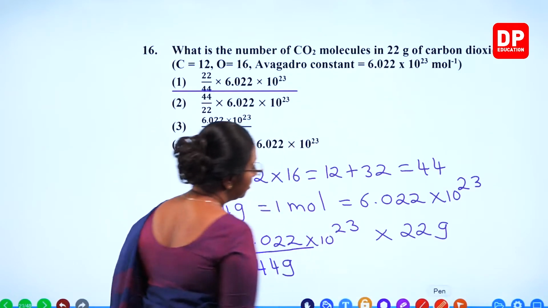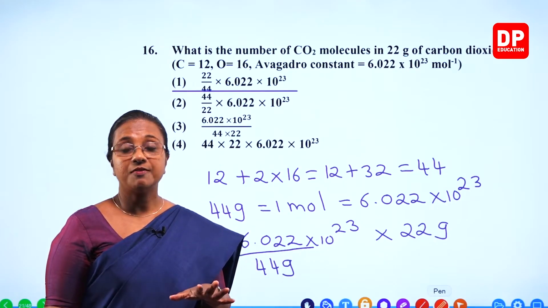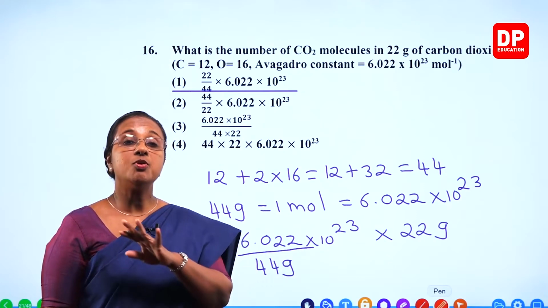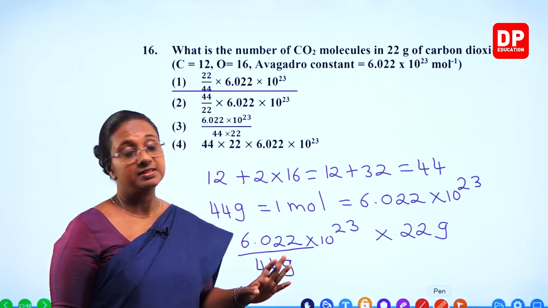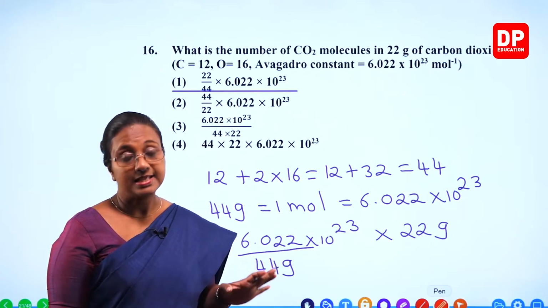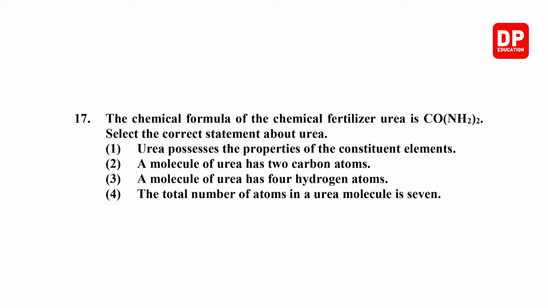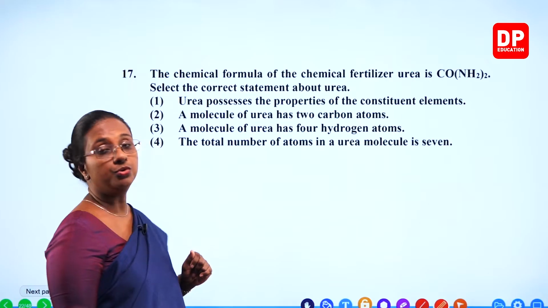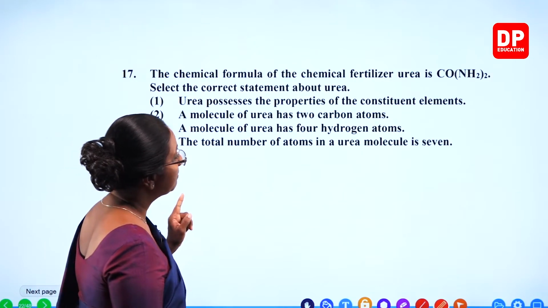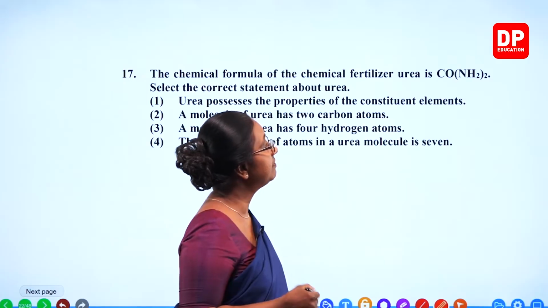Is that clear, student? So you have to know the relationship. Relative molecular mass amount of substance is equal to 1 mole. 1 mole contains Avogadro number of particles. Based on that, you find the number of particles in the given sample. Is that clear? So with that, I'll move on to the next one, question number 17. The chemical formula of the chemical fertilizer urea is CO(NH2) twice. There you have to remember, students, because NH2 is within brackets, that is 2 times, we say it as twice.